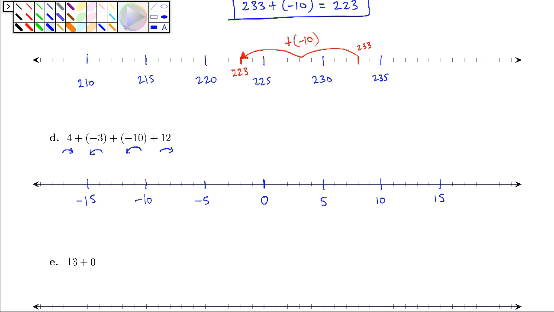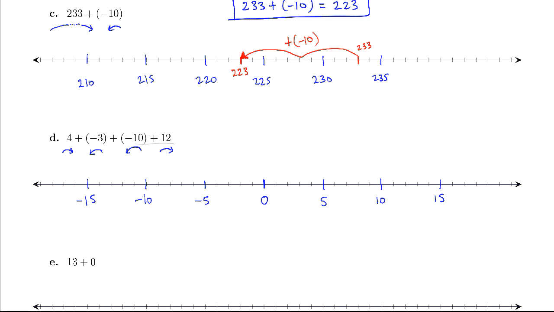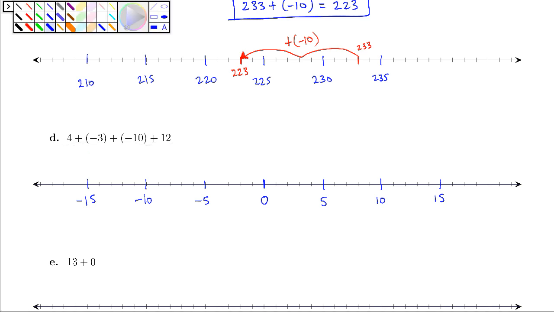So I'm going to start by going 4 to the right. Here, how about if I color code these? That way. Okay. So 4 units to the right is going to be like this. That's adding 4. And then I'm going to go 3 units to the left, like that. So we're at positive 1 now.